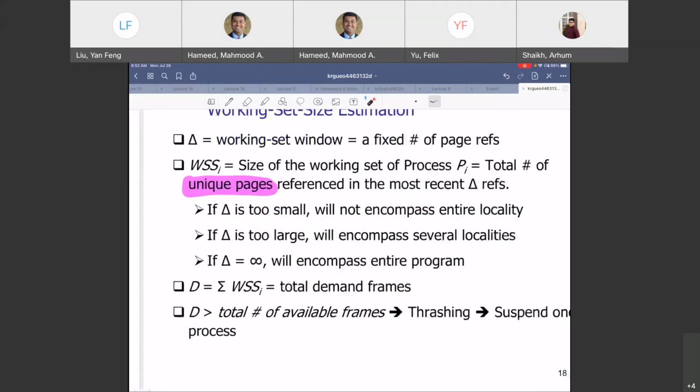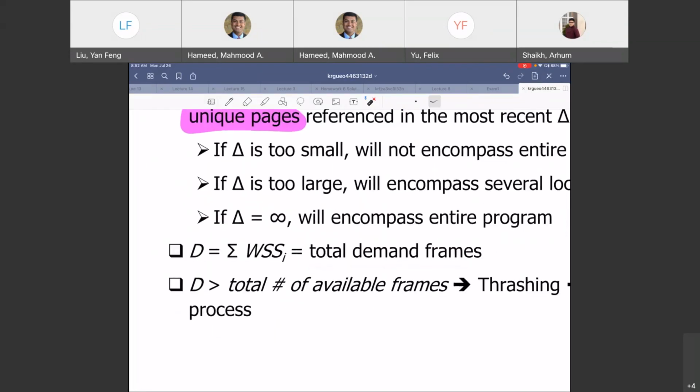Capital D is the total demand frames, which is essentially: take each process and add up all their working set sizes. So all the unique page numbers, all the unique page references for each process, just add them up. In our example, we had 4 unique pages, right? Like that, for each process, compute the working set size and add them up. When you add them up, you are going to know how many total demand frames. That's our total demand frames.